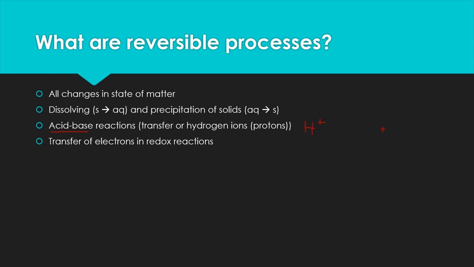And then a transfer of electrons in redox reactions. We can reverse a redox reaction. So if we have the electrons flowing one direction from an anion to cation, we can add an energy source and reverse that reaction. So there's lots of reversible reactions out there and processes like changes in states of matter. So we'll see those as we go along.